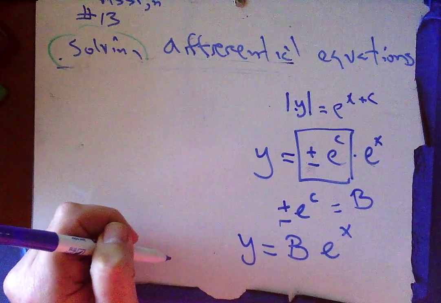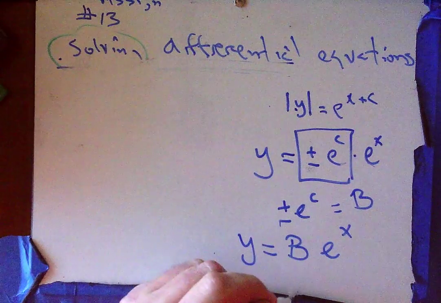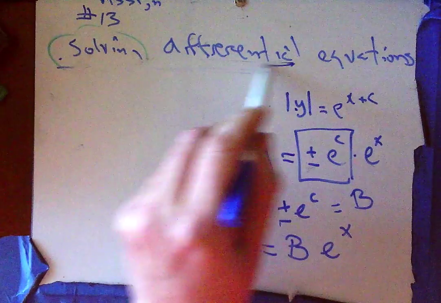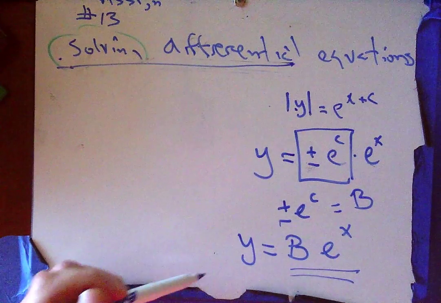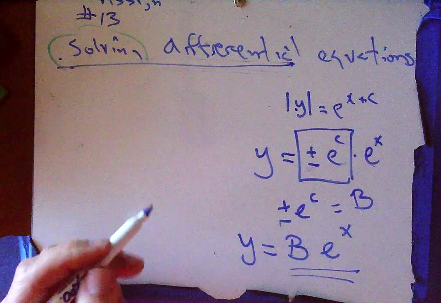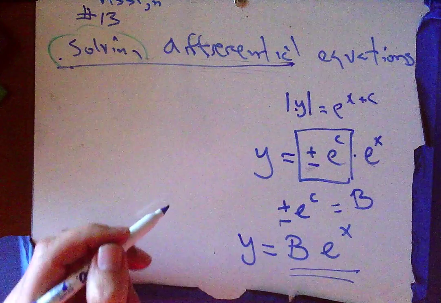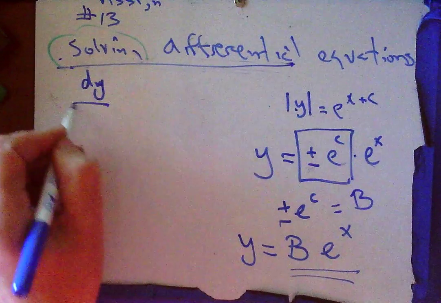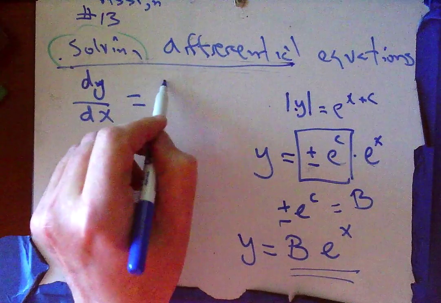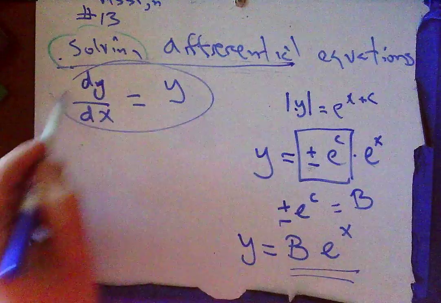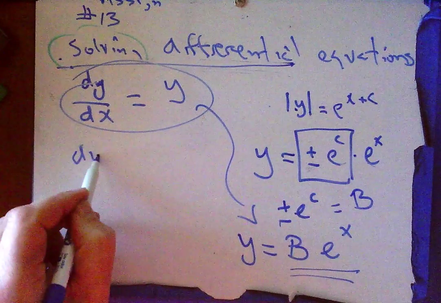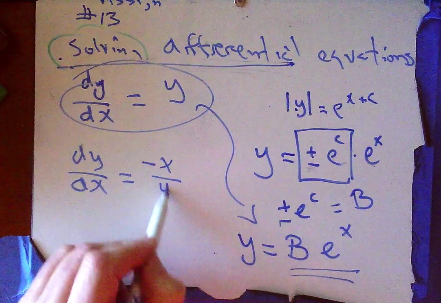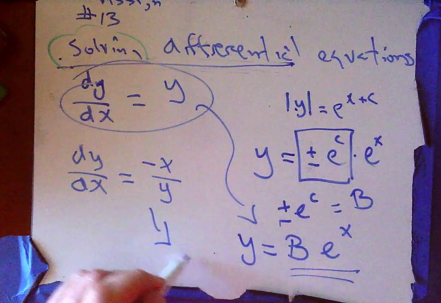Yeah, good, nice. Look, we were able to solve the differential equation and find this exponential curve. That was interesting. So what was the differential equation that led to an exponential? It was dy dx equals y. Whereas dy dx equals negative x over y turned into a circle.